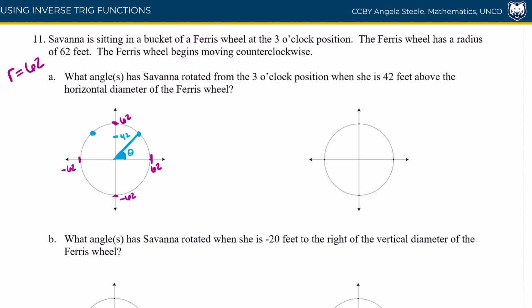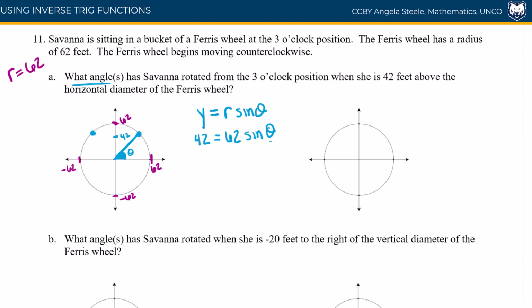Okay, so we know from previous worksheets that our sine function measures the vertical distance. So vertical distance, our y value, equals r sine of theta. And so what we want to do is plug in the values that we know. Our y value, we know that our vertical distance is 42. That's the y value we're looking for. We know that our radius is 62. And then we have sine of theta. Remember, theta is what we're looking for.